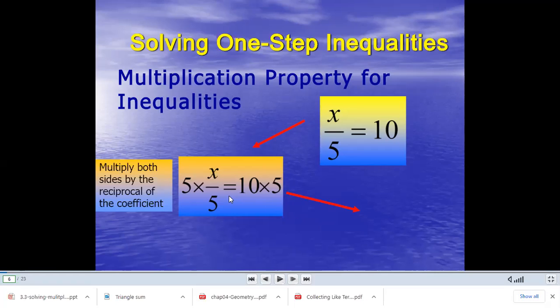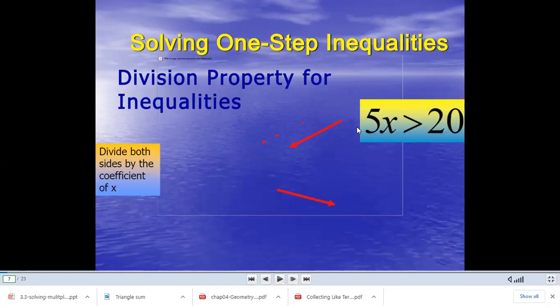Then we will cancel 5 and 5 together. So by the end, we have x equal 15. What about if we have 5x more than 20? How can we solve this inequality?